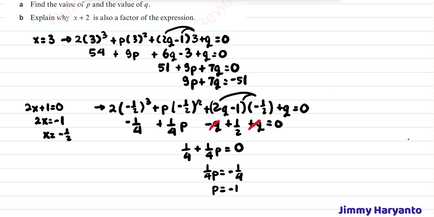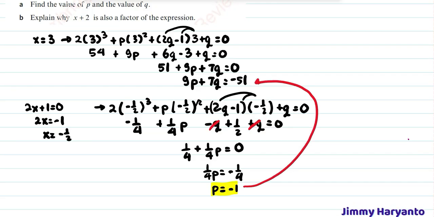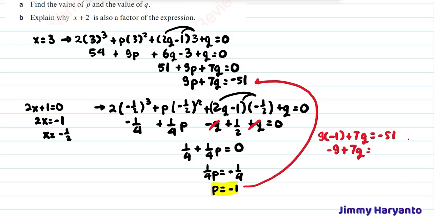Next is to find the q. To find the q, we have to input it into the first equation. So you'll have 9 times negative 1 plus 7q equals to negative 51. So negative 9 plus 7q equals to negative 51. 7q equals to negative 42, negative 51 plus 9. And then q equals to negative 6. So p equals to negative 1, q equals to negative 6.